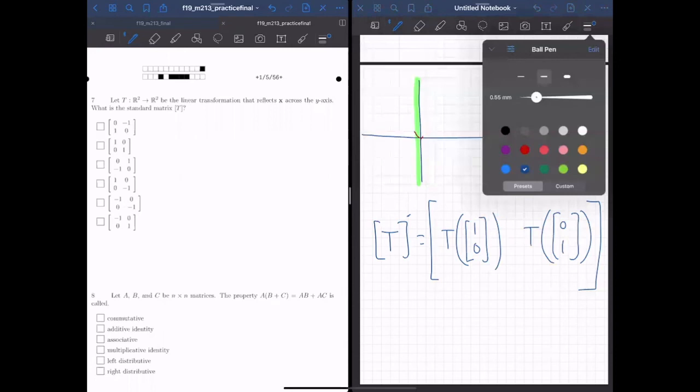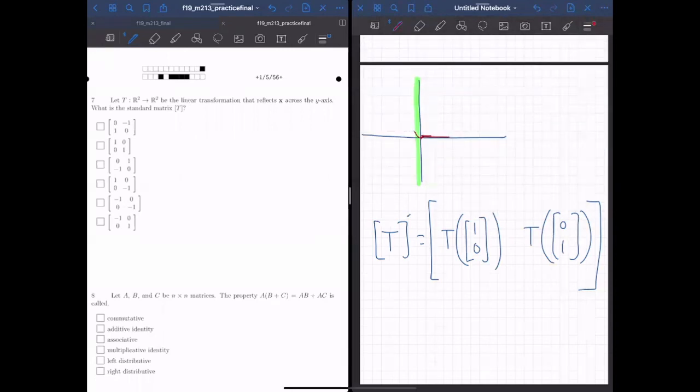So looking at 1, 0, when I reflect in the line, I'm going to get exactly this vector here. This is T of 1, 0, which is just negative 1, 0, okay? So that tells me that the first column of my matrix is just going to be negative 1, 0.